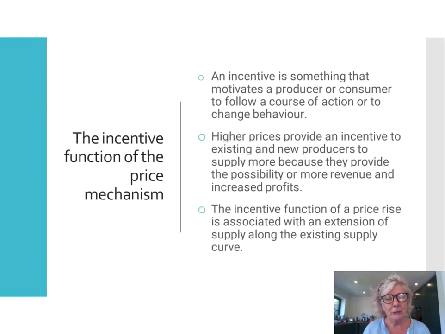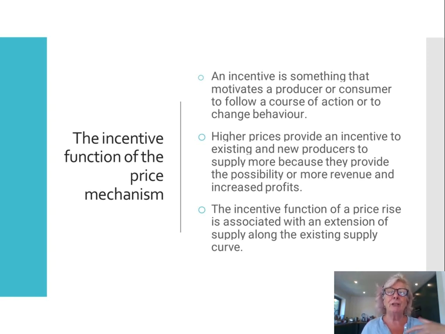So we've talked about the signalling function of the price mechanism, but what we saw in our last diagram is that prices also provide an incentive for producers or consumers to change their behaviour. So as prices go up, existing producers, new producers will want to supply more because they can make more profit. On the other hand, consumers will want to buy less.